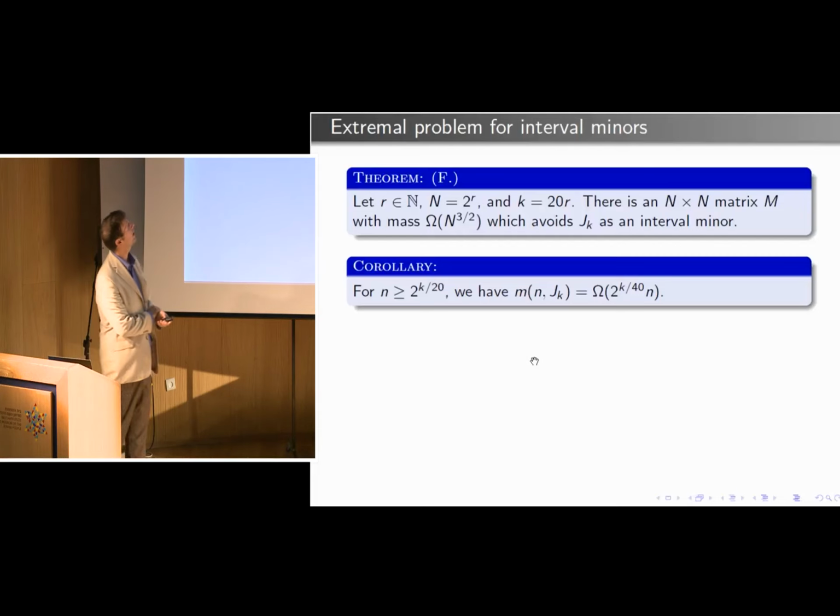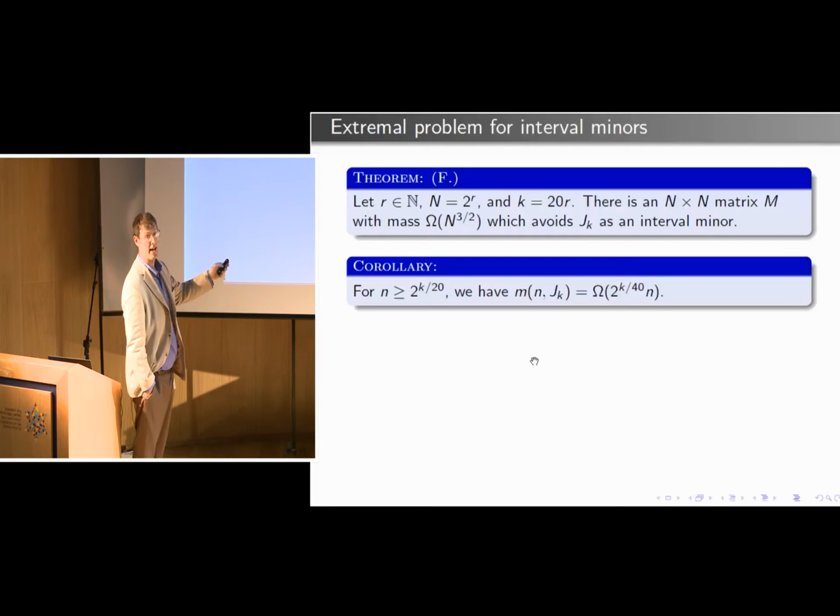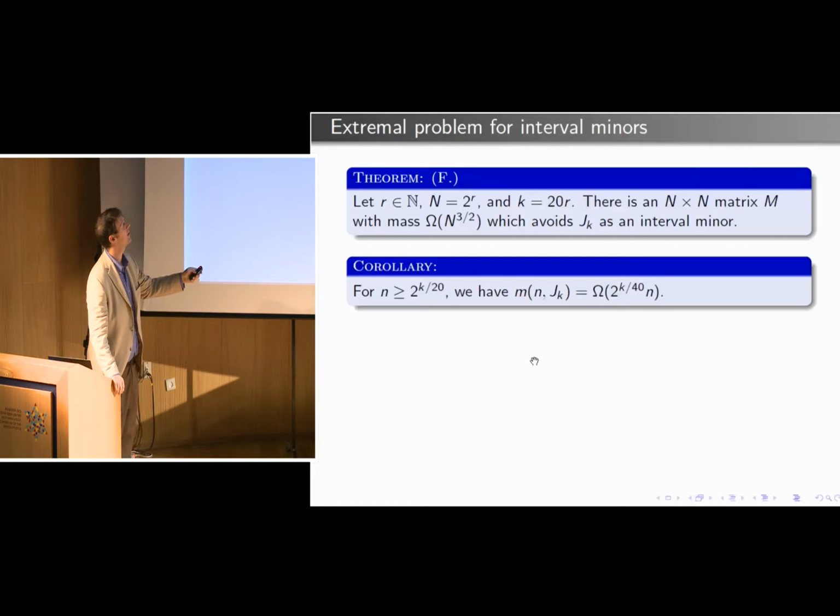And as a corollary, we get that M_n J_K is going to be at least exponential in K times n. The way we do that, we found just one matrix here, but because this is a power bigger than 1, 3 halves, we'd like to say that M_n J_K is superadditive. We don't know in general if that's true, but it's close to being superadditive. So if you put together a bunch of these matrices which avoid J_{K-1}, then in the natural way, you'll avoid J_K. And so it's close to being superadditive, and then you get this type of bound from that.